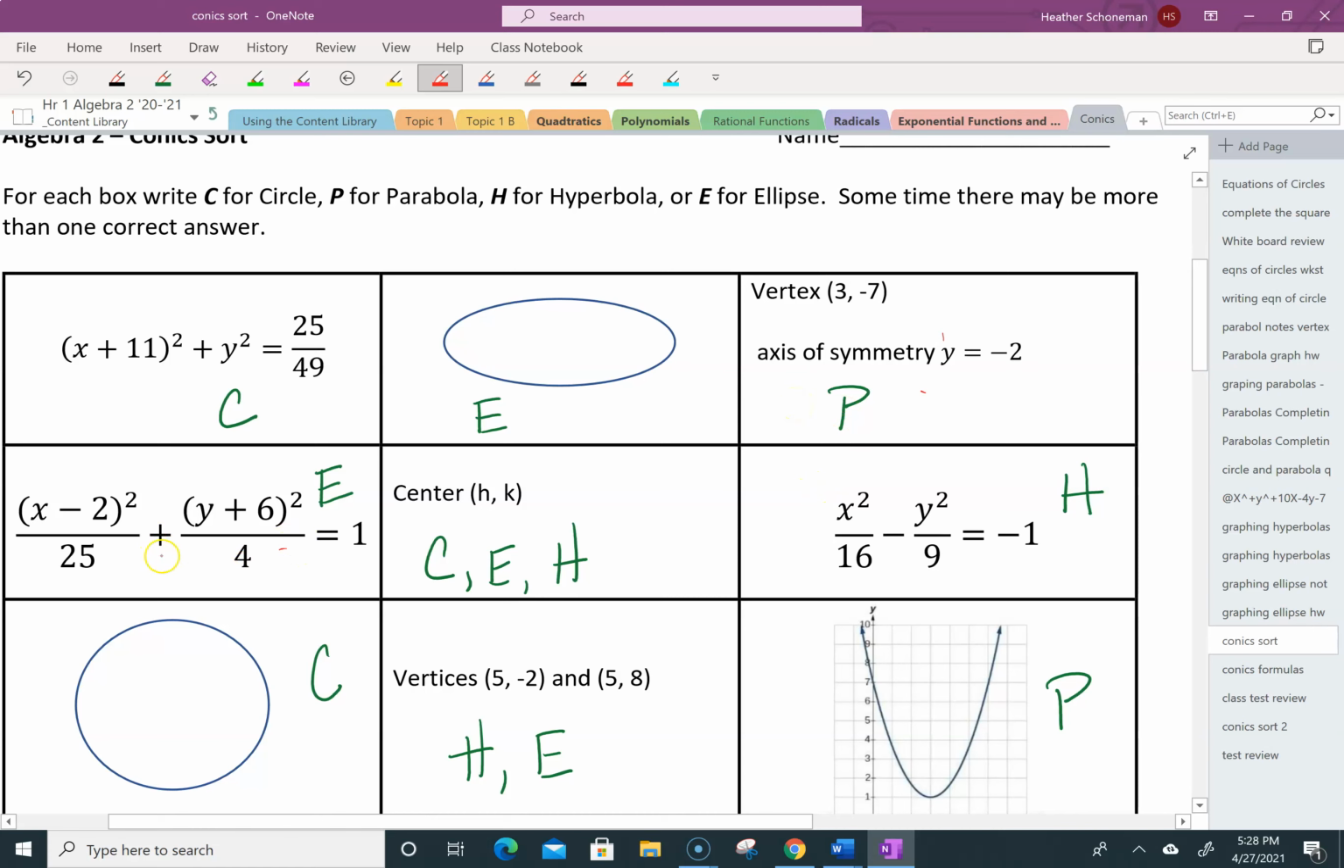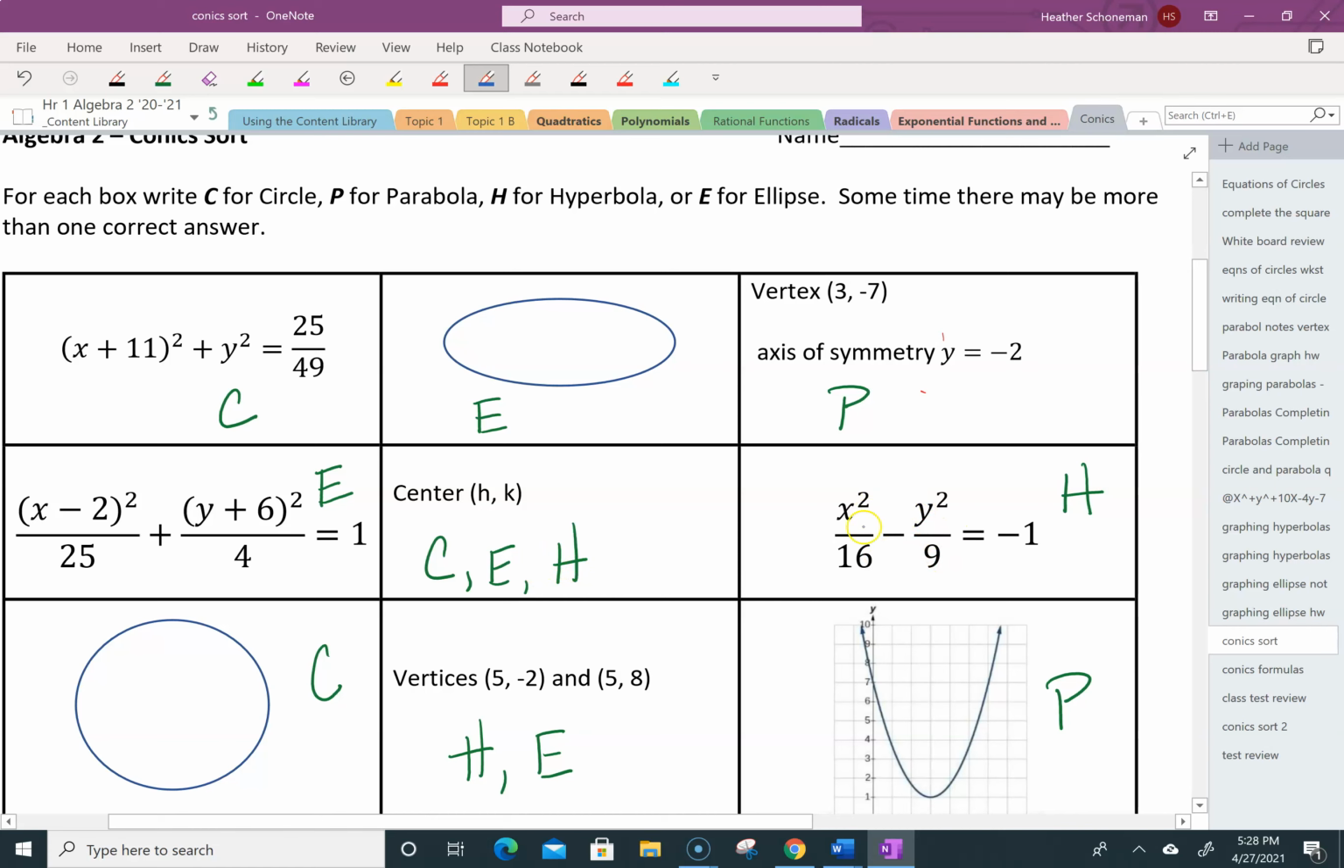On the second line over here, because there's a plus sign and because it equals a positive 1 and the numbers on the bottom are different, then it has to be an ellipse. If the numbers on the bottom are the same, then it becomes a circle. The center, the only place you have the center is in a circle, an ellipse, and hyperbola. A parabola has a vertex.